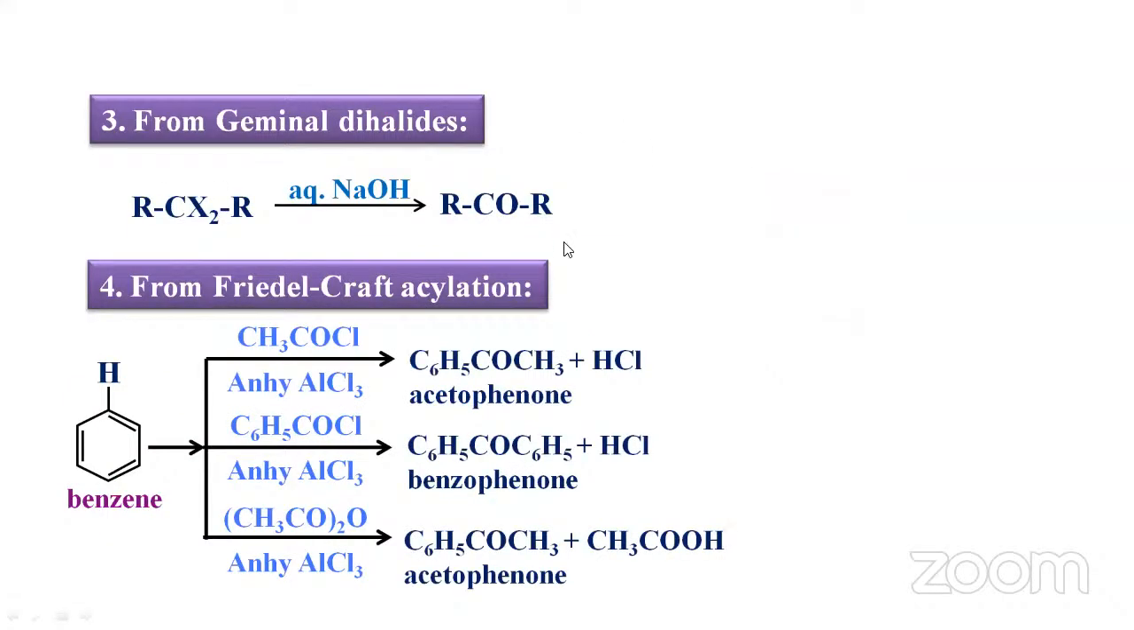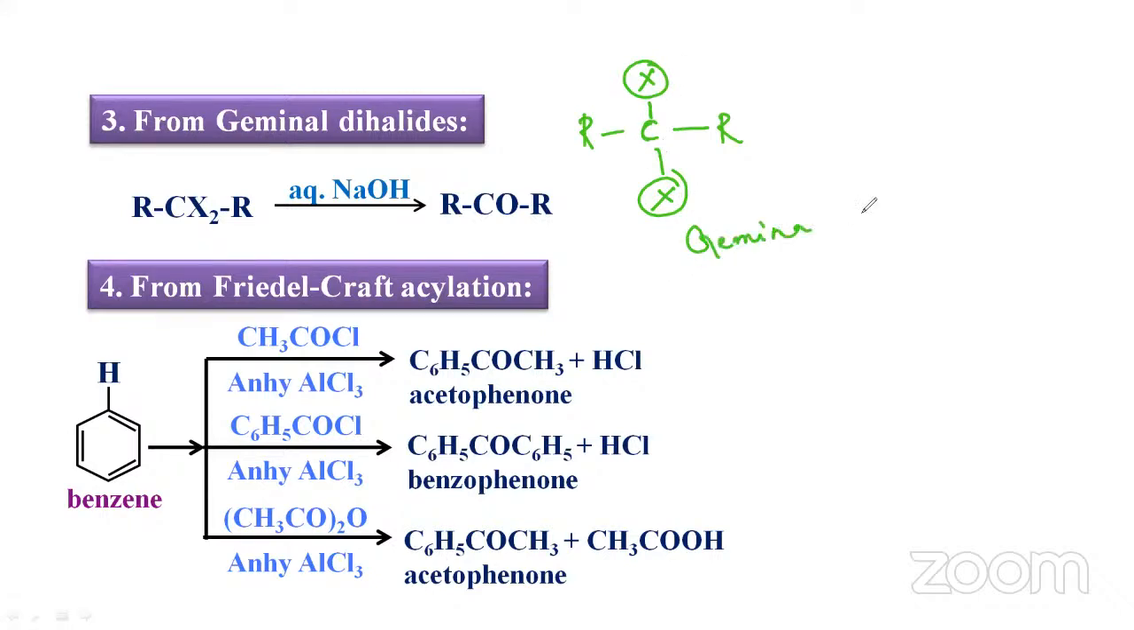Next is from geminal dihalides. What do you mean by geminal dihalides? When the halides are present on the same carbon. So here you can see, these are called geminal, right? So here two halides are present on the same carbon, then it is called as what?